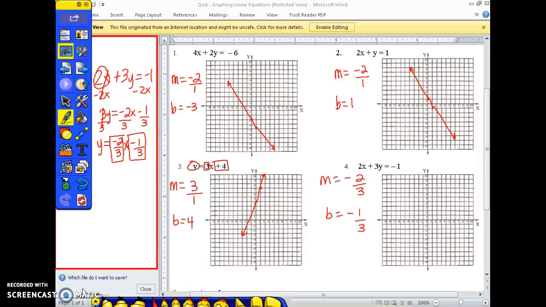To graph this, I'm going to start at 0, as I always do, and my y-intercept is negative 1/3. So that's a third of the way between 0 and negative 1, which is not quite half, so I'm going to go barely past 0 and put a point. From there, I go down 2 whole places, which is going to be right past negative 2, and to the right 3, then I connect my dots.